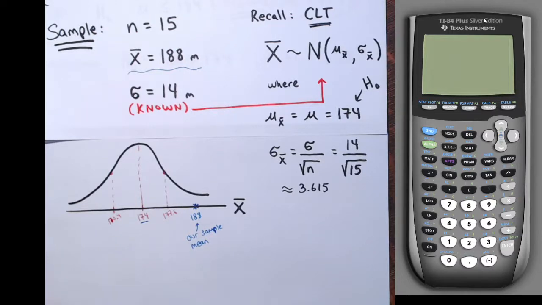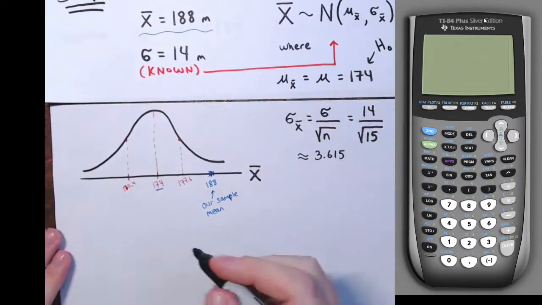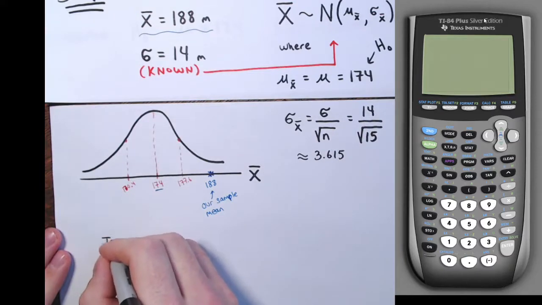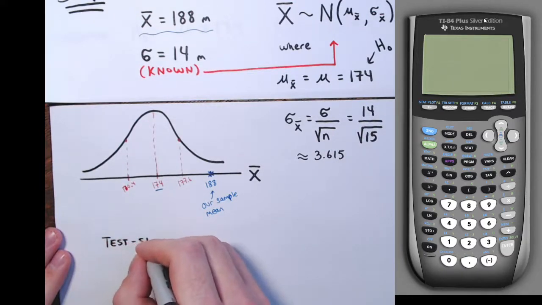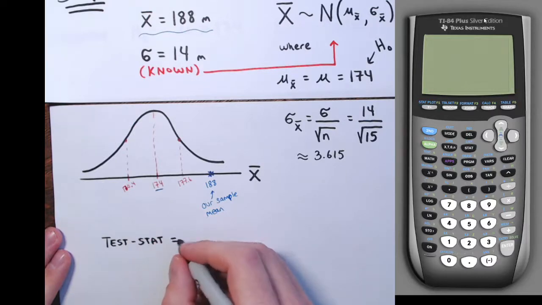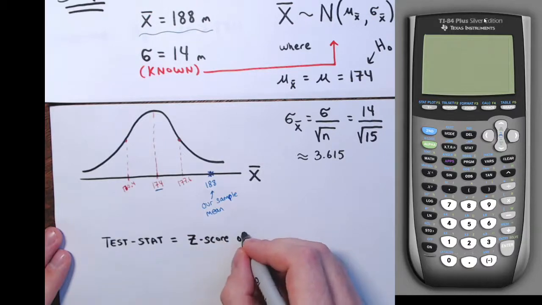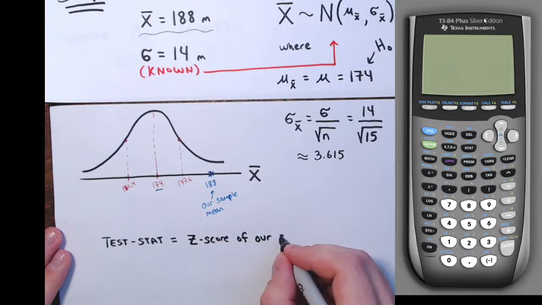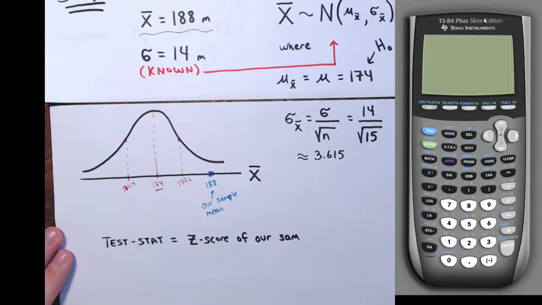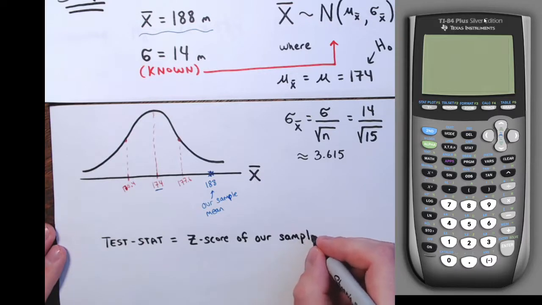The test statistic is simply how many standard deviations away from the mean it is. The test statistic is a z-score. So the test statistic is the z-score of our sample mean. And again, it's a z-score here because we're talking about a normal distribution. If it was a student's t-distribution, if sigma was unknown, we'd be dealing with student's t, and then it would be a t-score. But right now, it's a z-score.